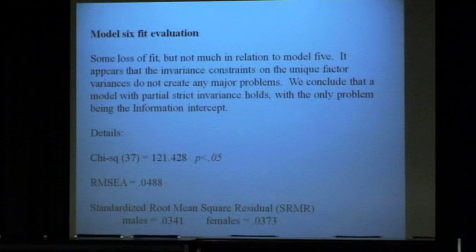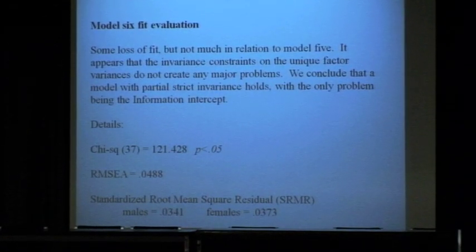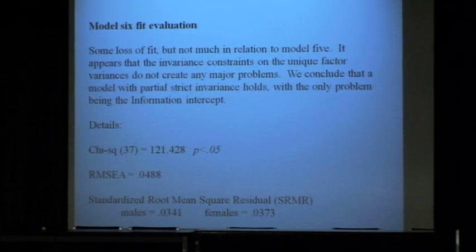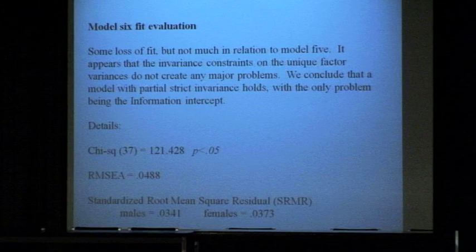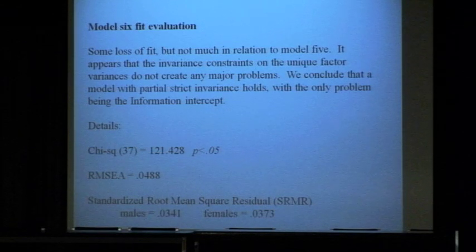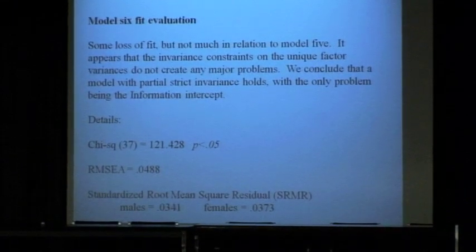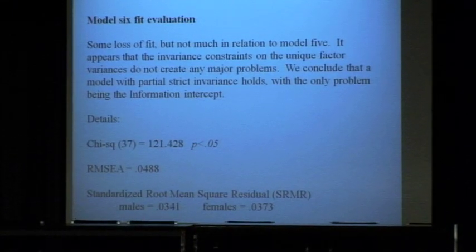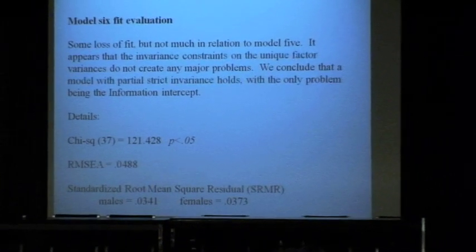So this one, the fit gets worse, but the chi-square goes up just a little bit. The RMSEA hardly changed at all, nor did the root mean square residuals, the individual ones. So this one's probably acceptable, and we're done, essentially. We only found one parameter that varied across groups, and that was the intercept for the information subtest. I'm going to look at the values of that in a minute.